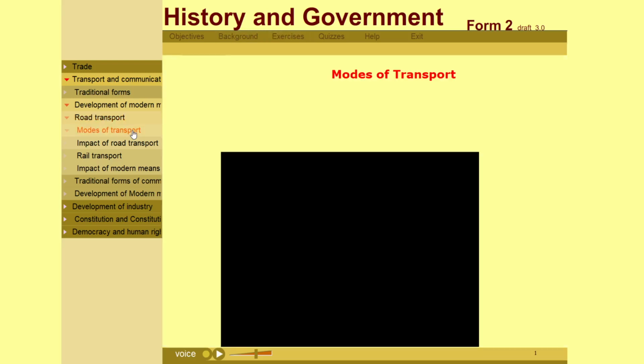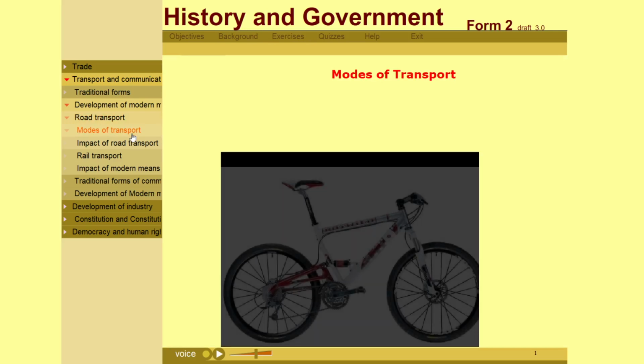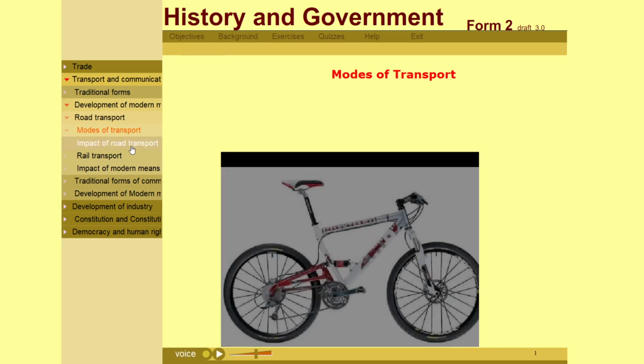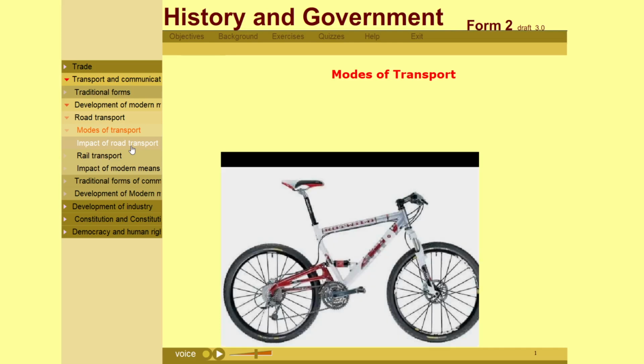The development of roads led to improvement of the modes of transport. This included the development of bicycles, motorcycles, and motor vehicles.